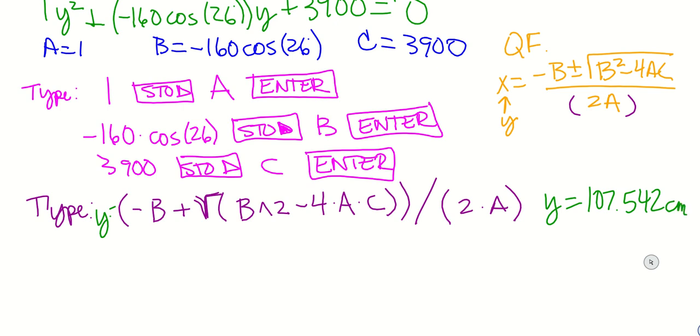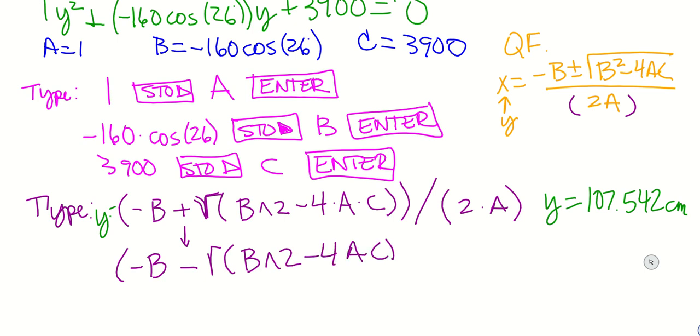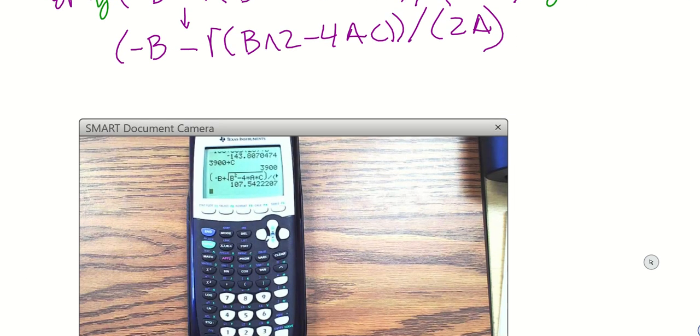Now, for us to find our other possibility, remember with the ambiguous case, we have 2 possibilities. I'm just going to come in here, and I'm going to change this plus to minus. So I've got my opposite of b minus now the square root of b squared minus 4 times a times c all over 2 times a. All right, so back to the calculator.